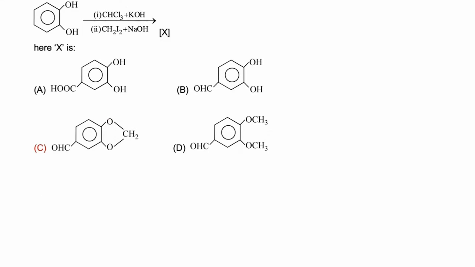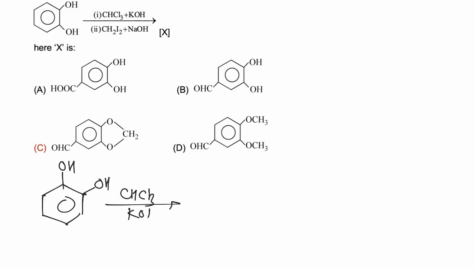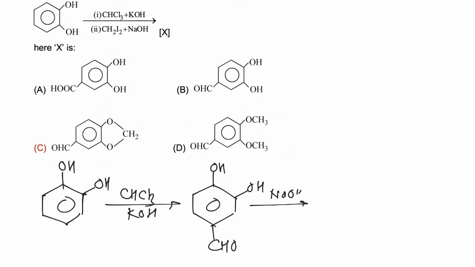In this question catechol is taken. Now this molecule on reacting with chloroform and KOH, Reimer-Tiemann reaction takes place and formylation takes place. CHO group is added at para position. Now under basic medium, in presence of NaOH, it will be converted to phenoxide ion.